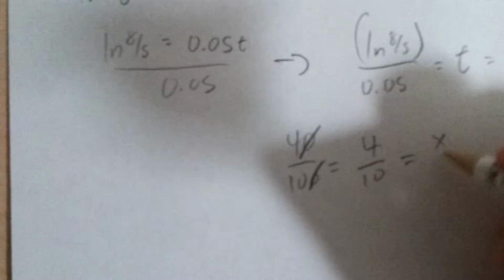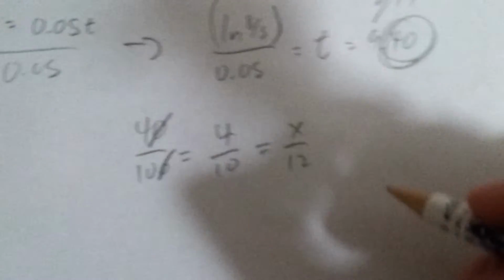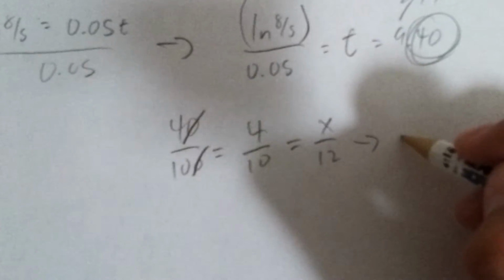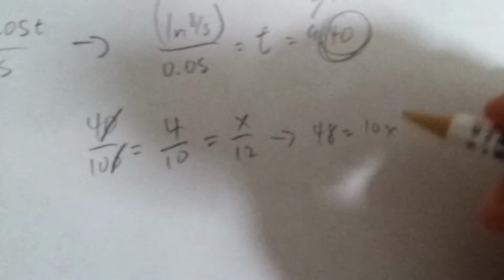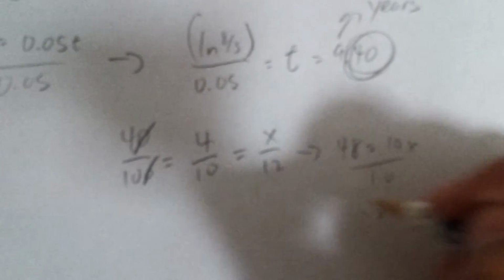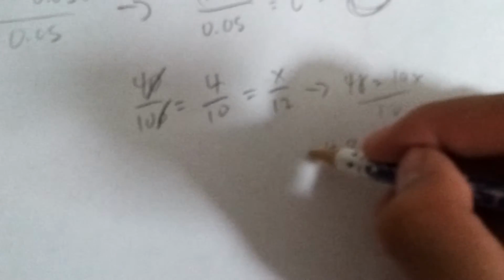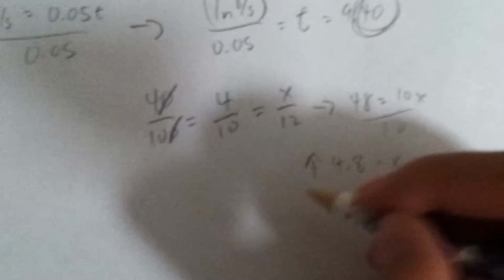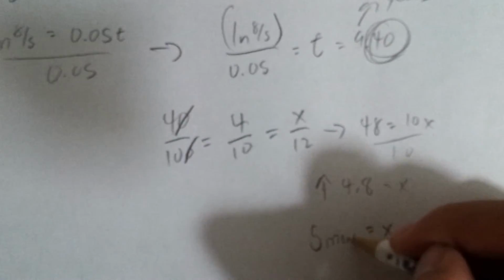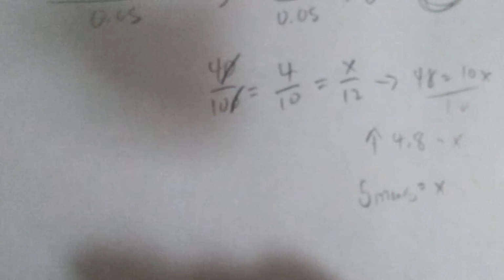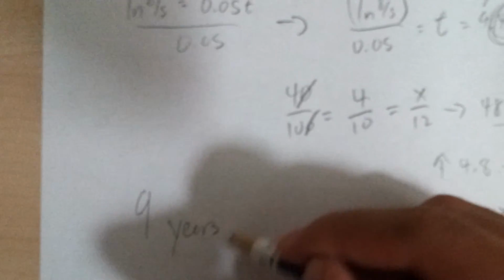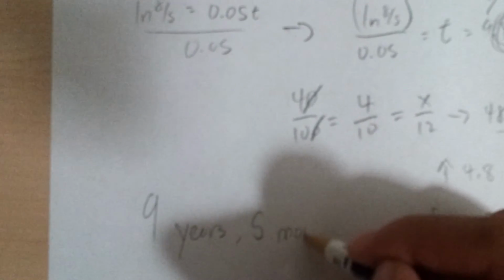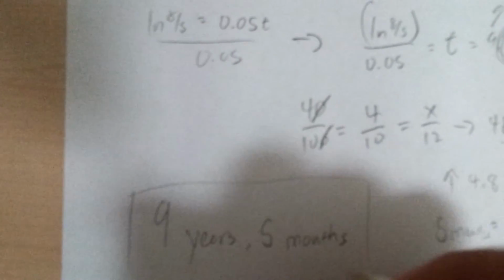And then we're going to set it equal to x over 12. Cross multiply, so it'll be 48 equals 10x. And then divide by 10, so x equals 4.8. And then we're going to round up, so x equals 5 months. So our final answer for D would be 9 years and 5 months. And that's it.